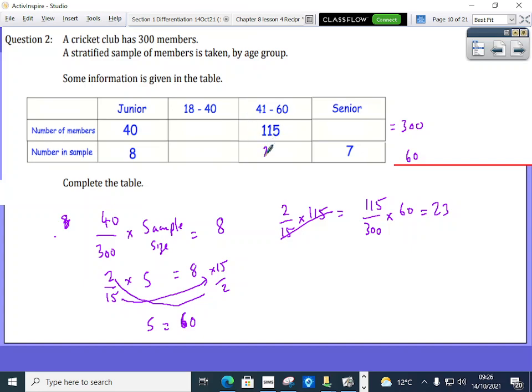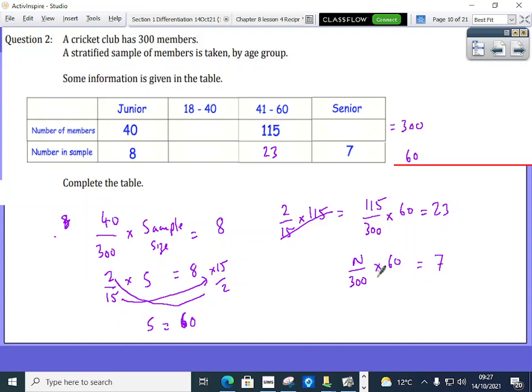So that is going to be 23. Let me say that again. I've got the number of people, 115 in that age bracket, shared by my total population, times by my sample size. Now here we've got to go backwards. I've got 7 in my sample, and I would have done the same thing on here. I would have got the number of members, divided by 300, and I would have timesed that by 60. That's how I worked it out.